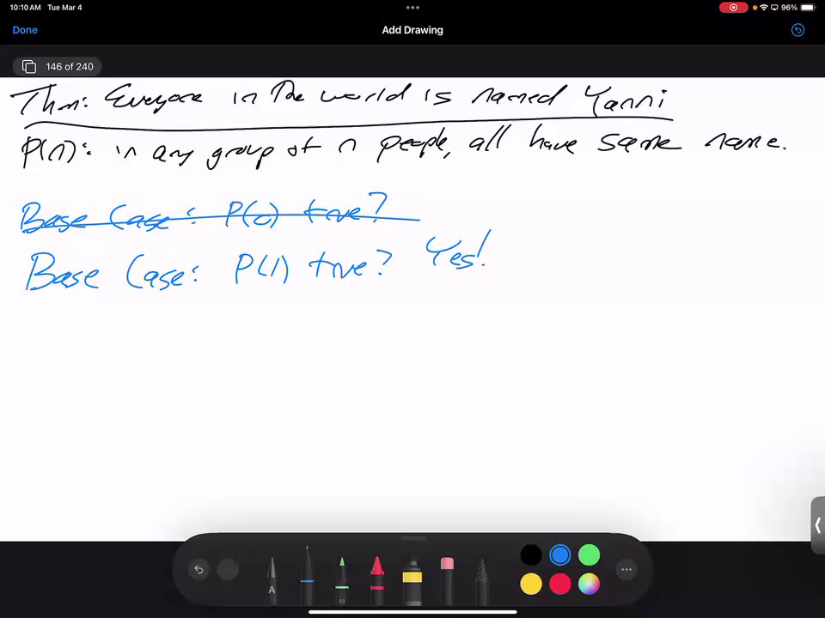If you have a group with 0 people, I could rephrase it to: in any group of n people, no two people have different names. If I phrase it like that, I'd be okay. So the base case, we agree that whenever you have a group of 1 person, everybody in the group has the same name. So let's do the inductive case, the inductive step.